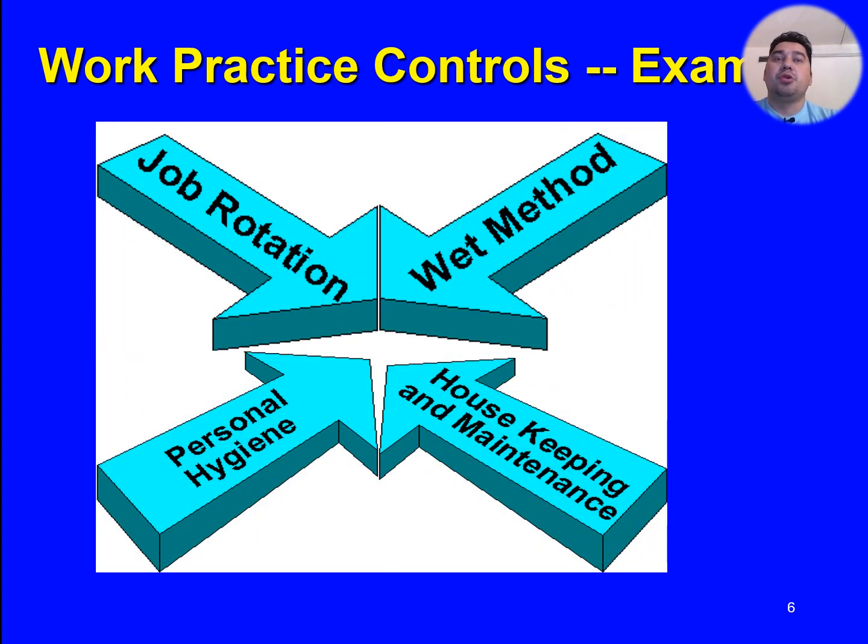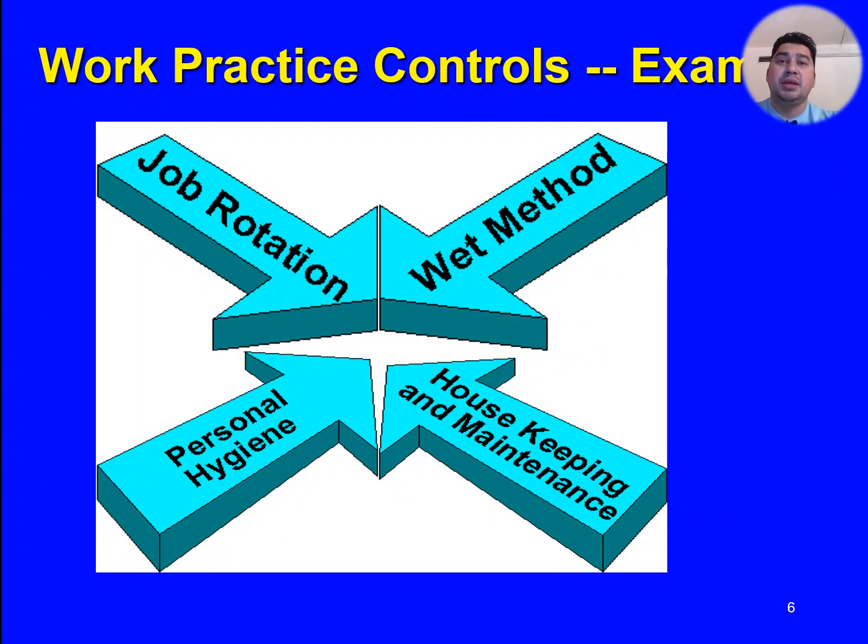Now, work practice control examples. We have job rotation: if an employee is continuously exposed to certain hazards, dust, or fumes, you can rotate the job, maybe every 15 or 20 minutes, and change the people. Wet method: if there is too much dust, you can use the wet method, because of the water vapors the dust will go down. Personal hygiene, like hand washing and certain other things.